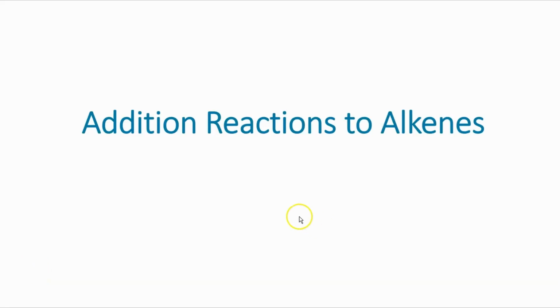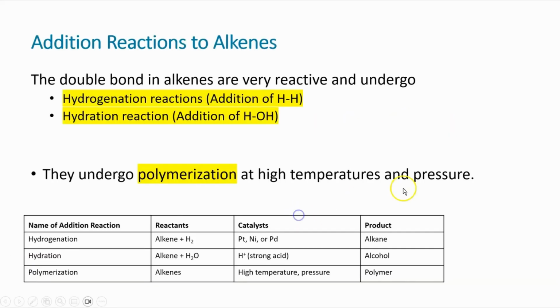Addition reactions to alkenes. Alkenes undergo three types of characteristic addition reactions due to the high reactivity of their double bonds.